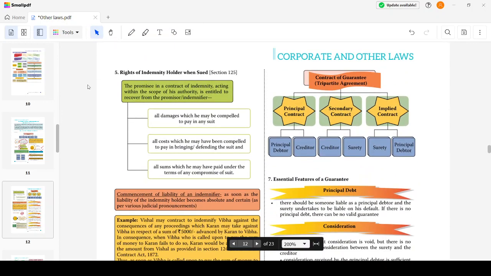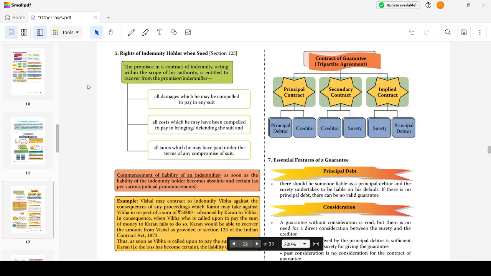Rights of indemnity holder when sued. The promisee in a contract of indemnity, acting within the scope of authority, is entitled to recover from the promisor or indemnifier all damages which he may be compelled to pay in a suit, all costs which he may have been compelled to pay in bringing or defending the suit, and all sums which he may have paid under the terms of any compromise of the suit. Okay, these are the rights of the indemnity holder.